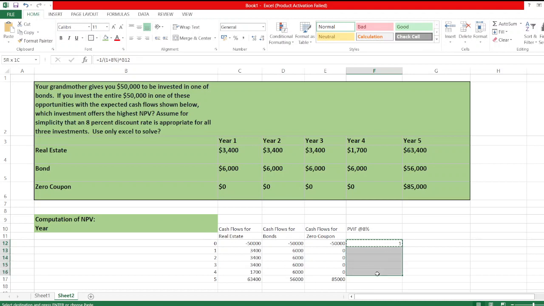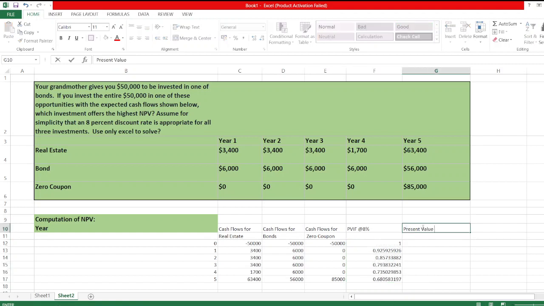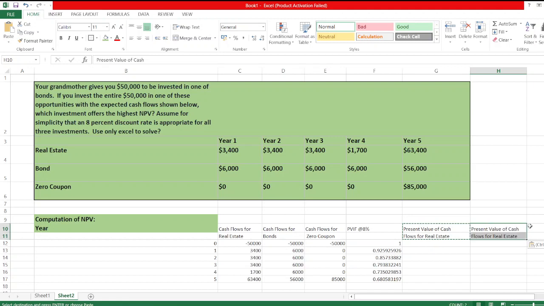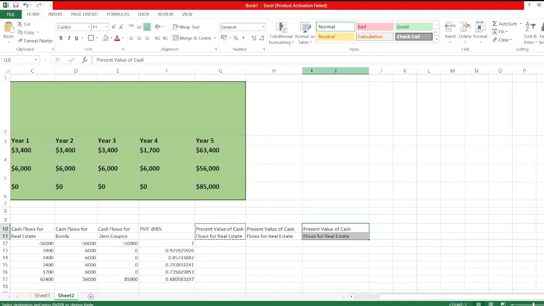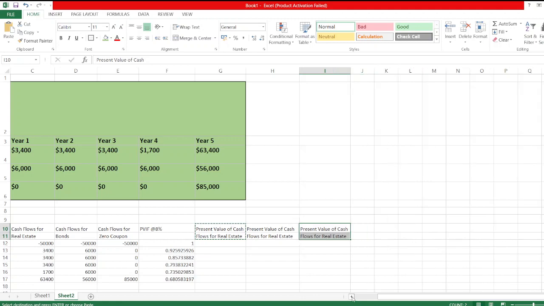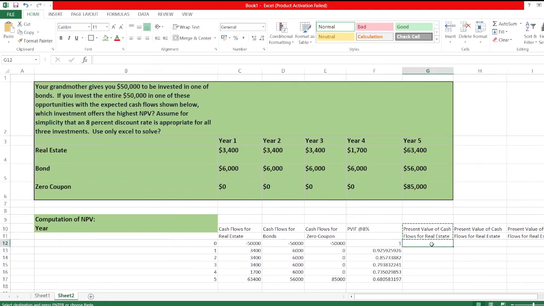Just copy the formula, select the cells and paste the formula. Now we calculate the present value of cash flows for real estate. So present value of cash flows for real estate is equal to cash flows for real estate into PVIF factor. Just copy the formula, select the cell and paste the formula.